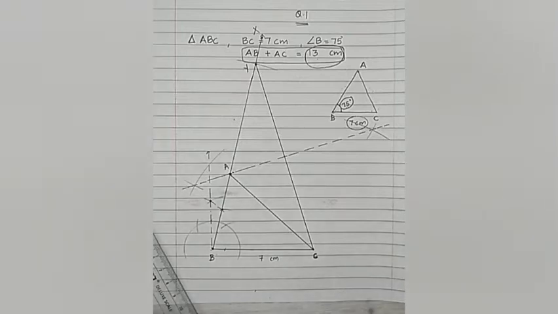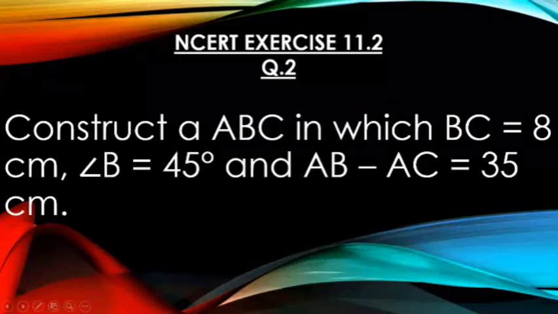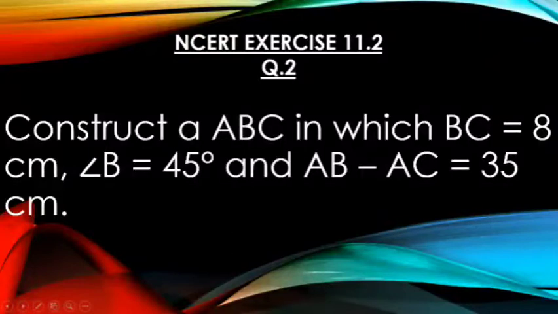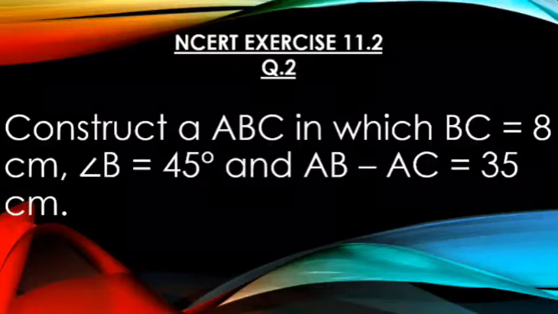I hope you have understood the solution to the first question of the exercise. If yes, let's get to question number 2. Now let's look into the second question of NCERT exercise 11.2, which says construct a triangle ABC in which BC is equal to 8 centimeter, angle B is equal to 45 degree, and AB minus AC is equal to 3.5 centimeter. Let's quickly get to the construction part of question number 2.